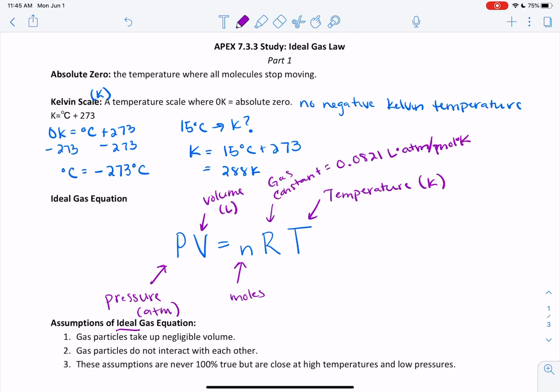So these assumptions are not ever 100% true. They're just assumptions of an ideal or imaginary perfect gas. But if you have high temperature and low pressure, you can get pretty close to this. So then we can use these equations as a very good estimate. Okay, so let's practice doing that.